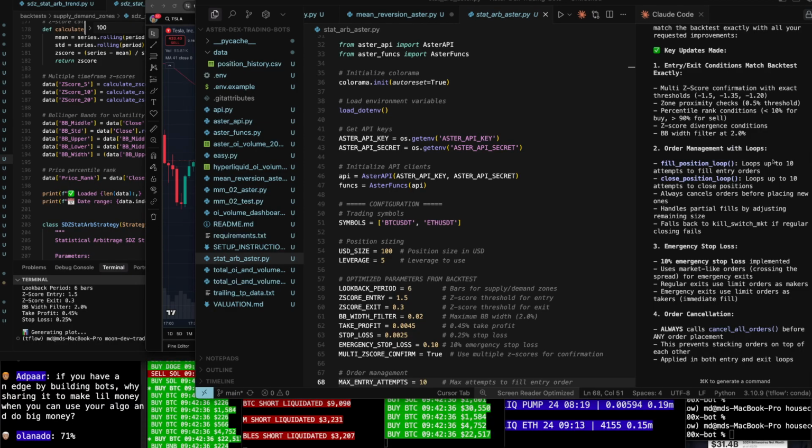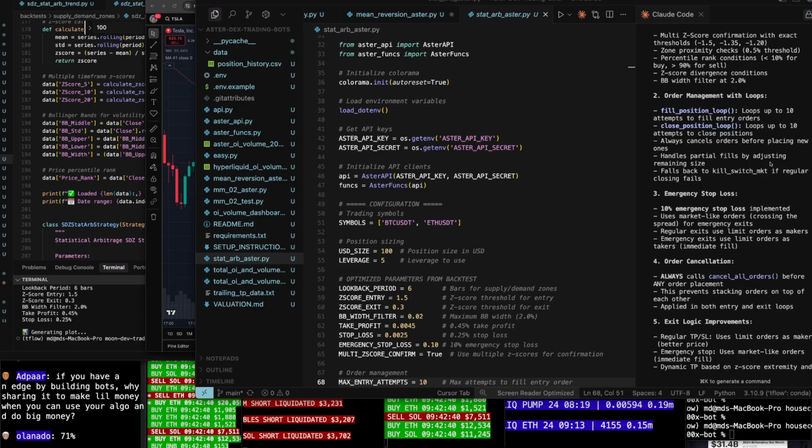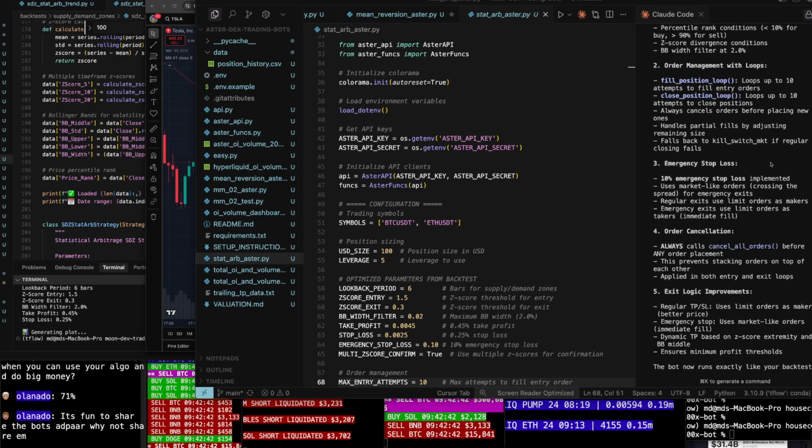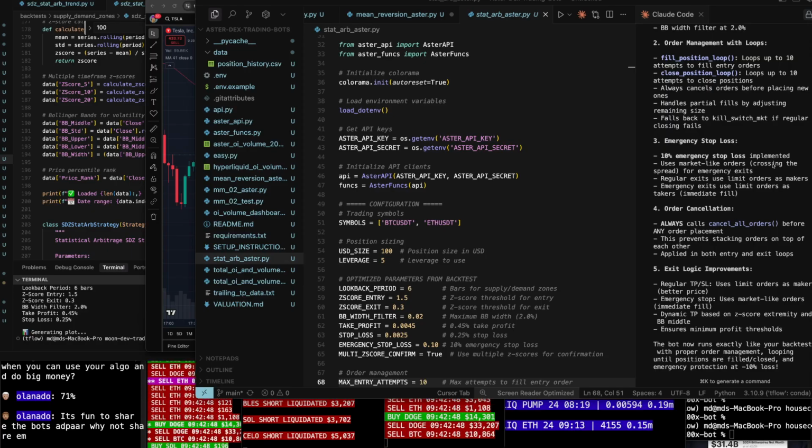Order management with loops, okay. Fill position loop, loops up to 10 attempts. Close position loop, loops up to 10 attempts. Always cancels before placing new orders. Handles partial fills by adjusting remaining size. Emergency stop loss, 10% emergency stop loss, okay. Nice.